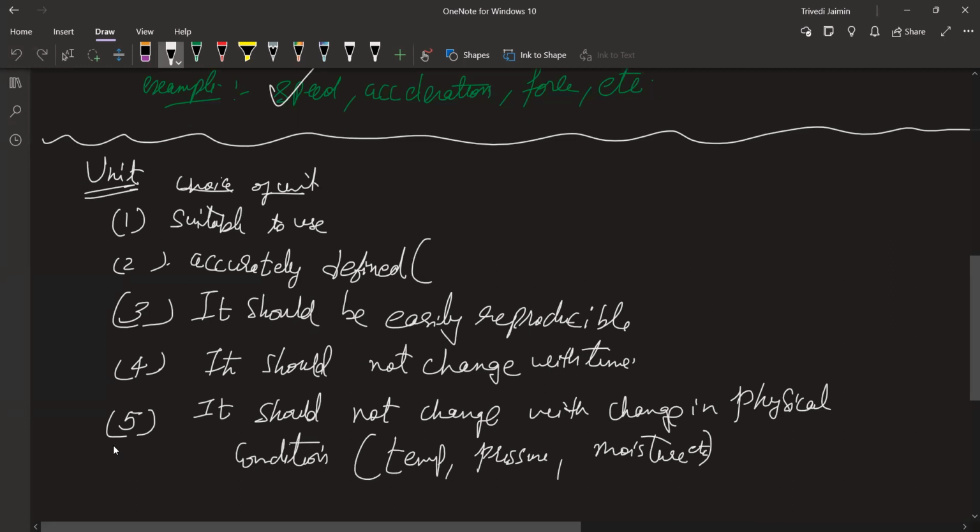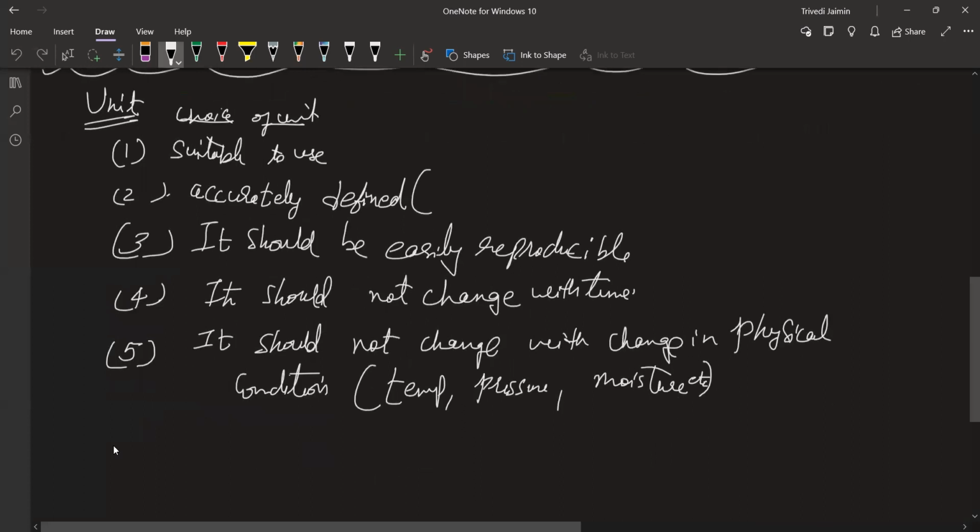Actually, we know this because we have been studying the units, length and distance and all that, since the 6th or 7th standard. So we know that. And the last one is universally acceptable.